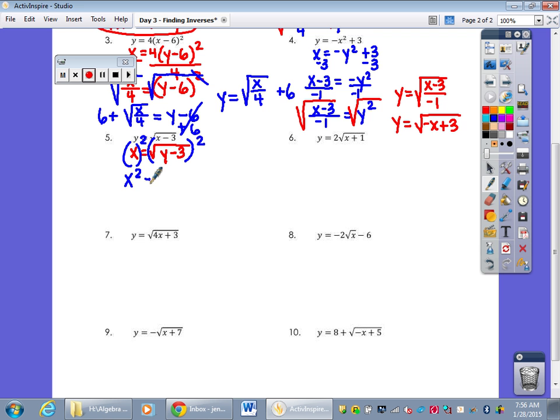So x squared is equal to y minus 3. When you square a square root, it cancels that out. And then you'll just add 3. So x squared plus 3 equals y.